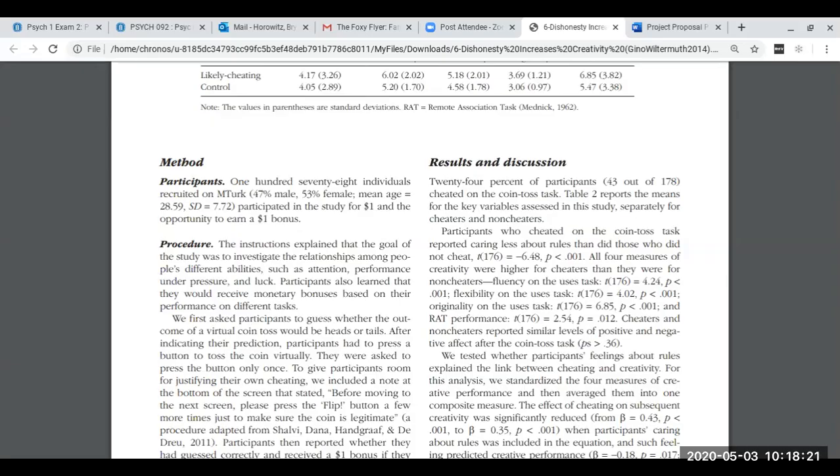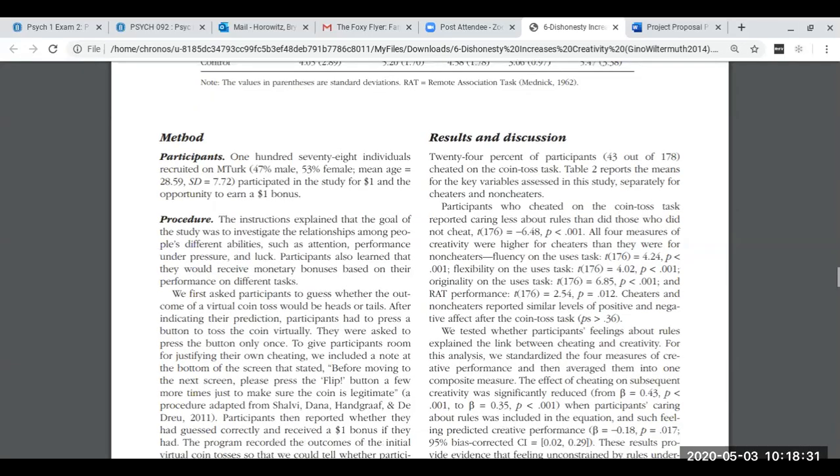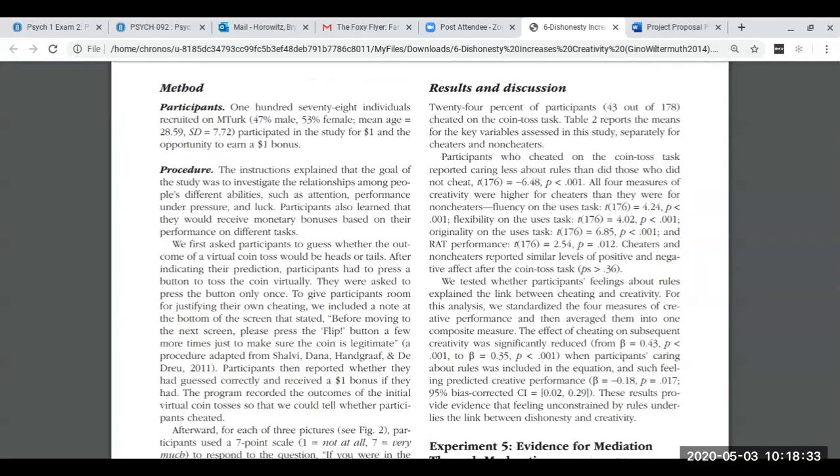All right, let's move on to part 4, experiment 4. So the instructions explained that the goal of the study was to investigate the relationships among people's different abilities: attention, performance under pressure, and luck. Participants also learned that they would receive monetary bonuses based on their performance on different tasks. So that would be some sort of external motivation.